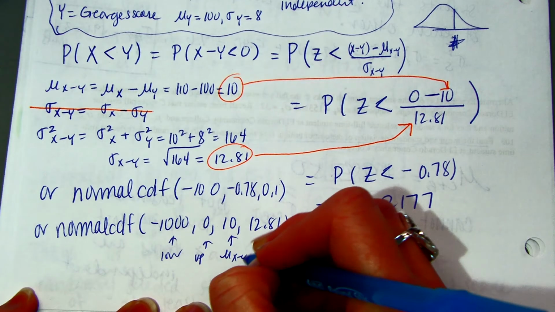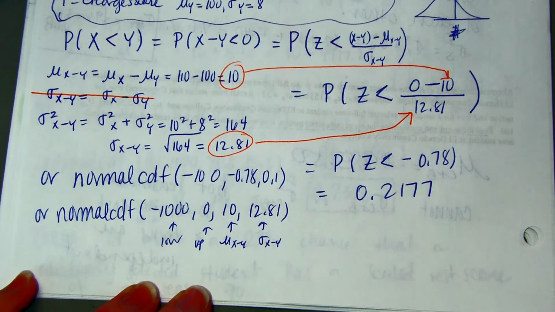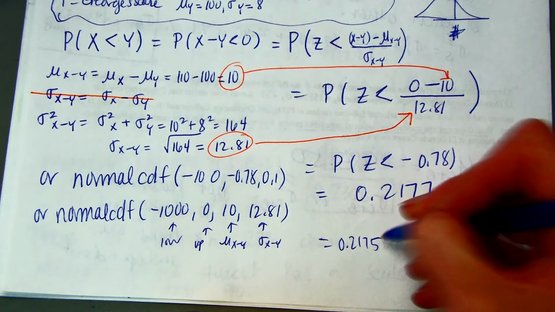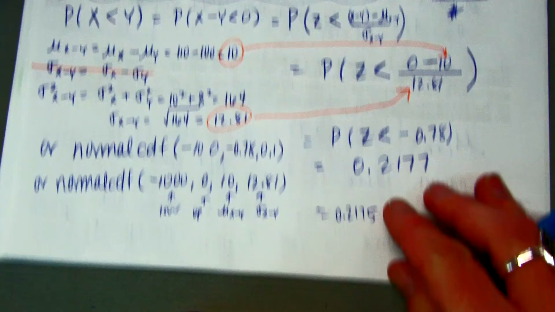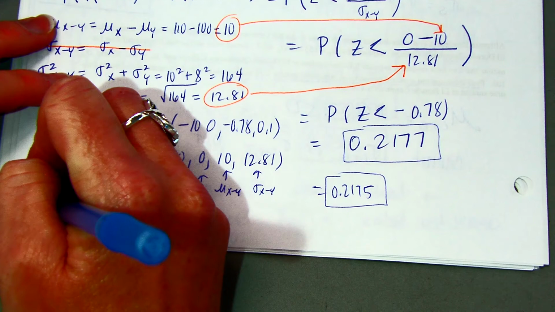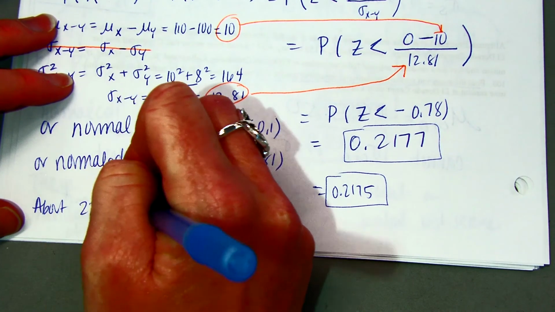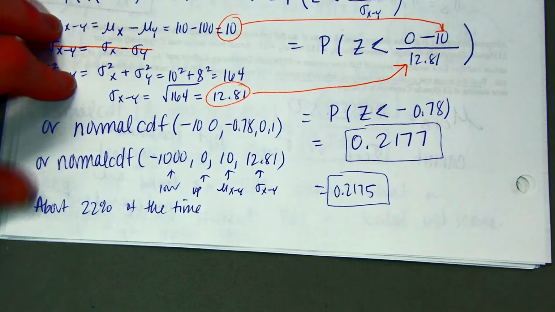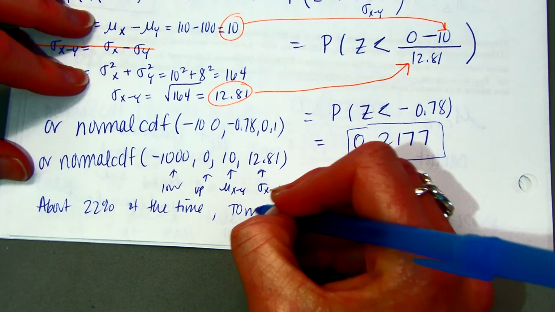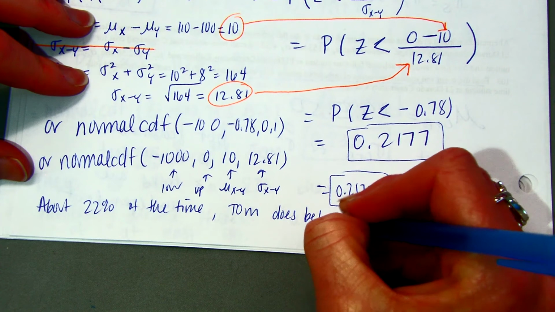Here's the mean of X minus Y. Here's the standard deviation of X minus Y. Do you get the exact same answer? No, I get like 0.2175 on my calculator and 0.2177 on my table. So we would say something like about 22% of the time. In context, what would we say here? Yeah, Tom does better than George.